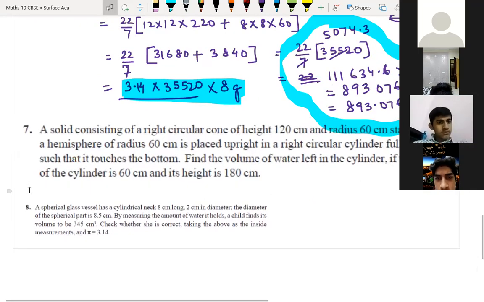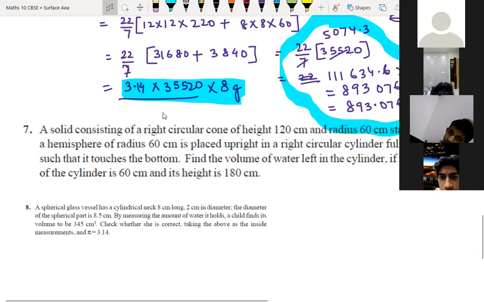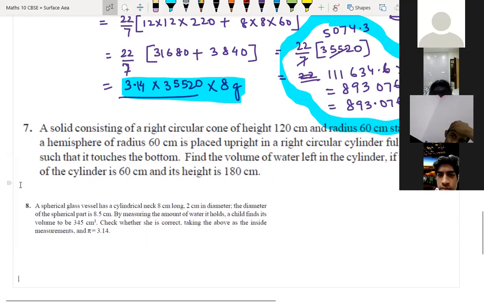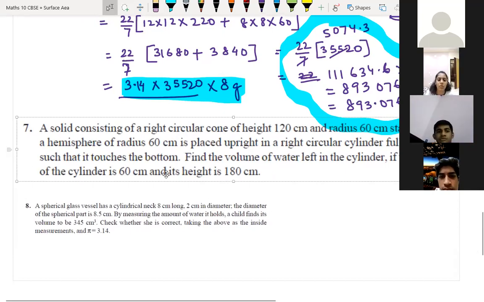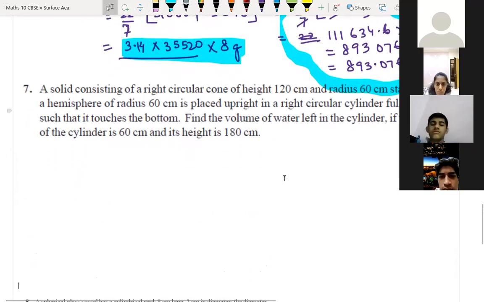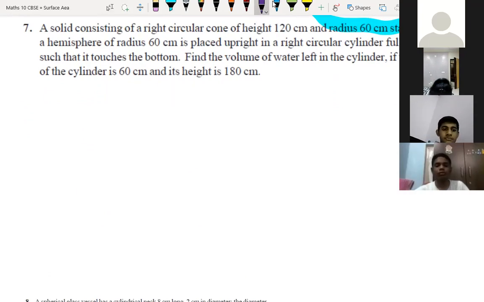So, a solid consisting of a right circular cone of height 120 centimeter and radius 60 centimeter, standing on a hemisphere of radius 60 centimeter, is placed upright in a right circular cylinder. They are saying the solid will touch the top and the bottom of the cylinder.